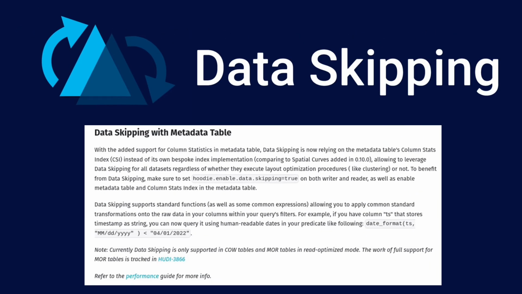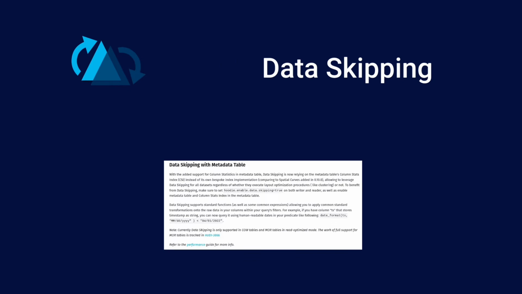Apache Hudi uses a feature called data skipping, where you specify the transform in the query itself, and by using the table's column stats index, it will skip scanning data irrelevant to the query, even if you didn't partition by transformed columns. Currently, this feature only works with read-optimized tables as of Hudi 0.11.